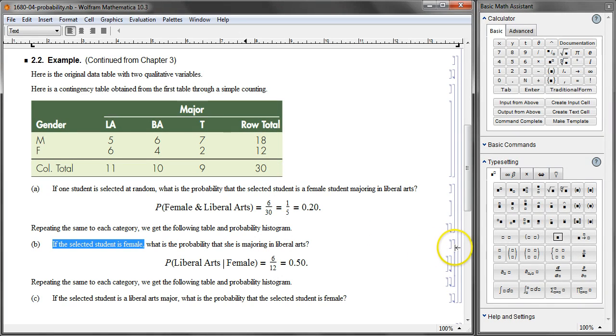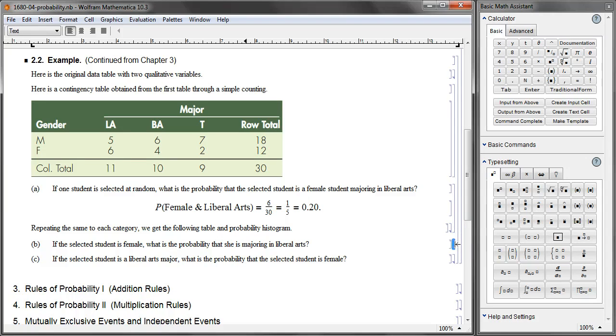Let's take another exercise. Let's do something similar. If the selected student is a liberal arts major, very similar problem, except that we have a different condition. If the selected student is a liberal arts major, what is the probability that the selected student is female? So what's the denominator this time? It should be 11. That's the condition. That's the new sample space.